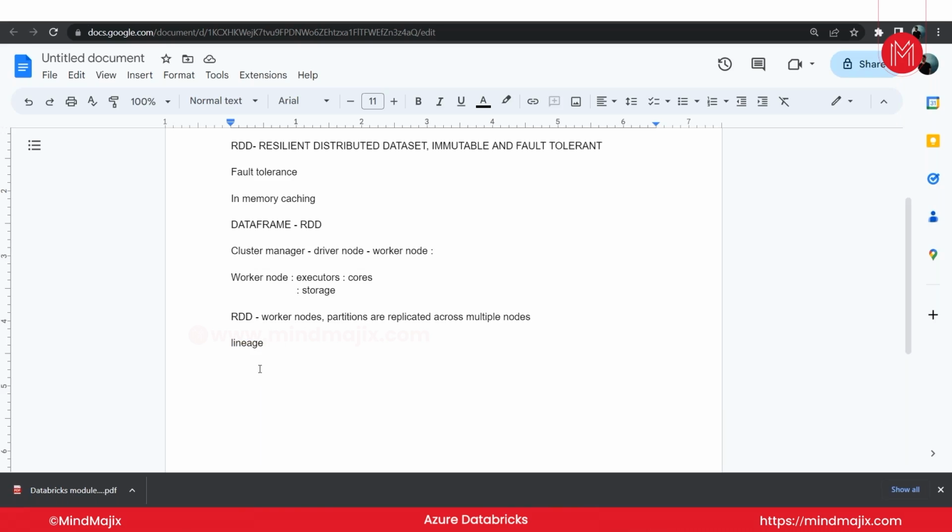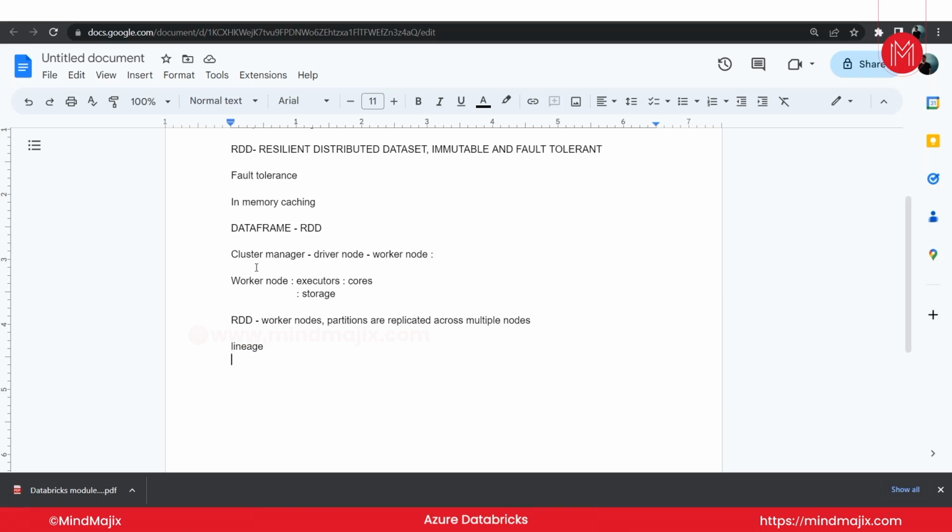Then there are the key components of Spark architecture. We have already discussed what a cluster manager is. It is for managing and allocating resources across the Spark cluster. Then we have worker nodes, which execute the Spark computation. Then we have executors. Executors run on the worker nodes and are responsible for executing the tasks assigned to them. Each executor is responsible for managing a set of tasks and keeping data in memory for faster access.